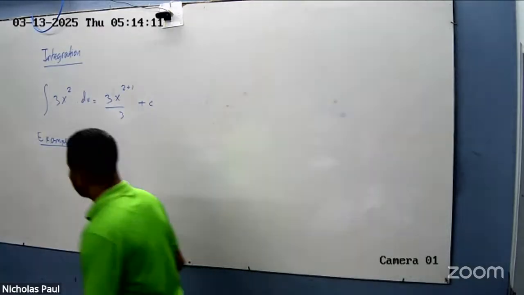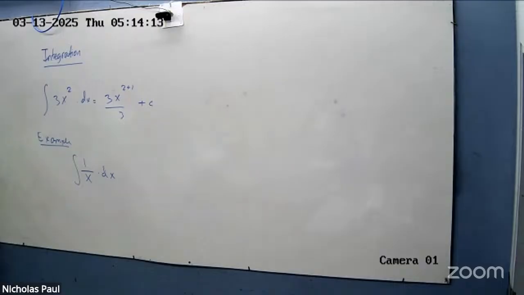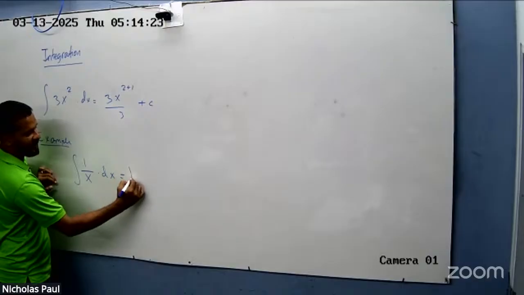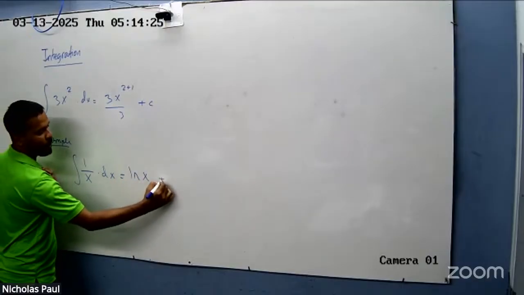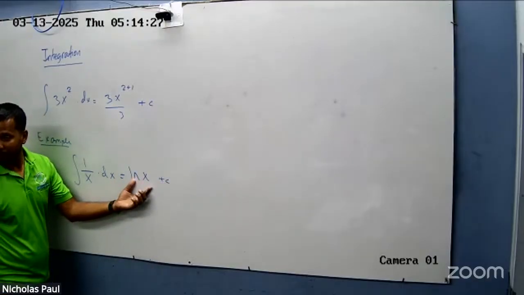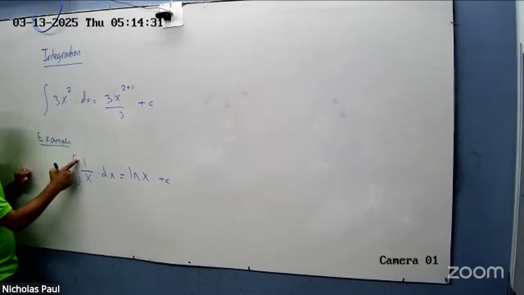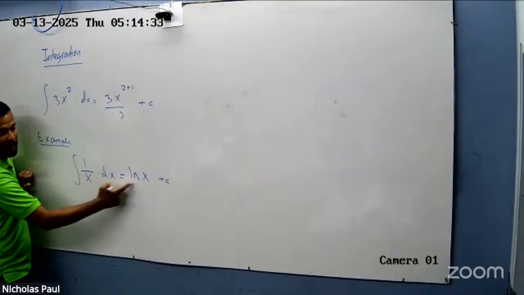Right. So the problem is how do we integrate this? The integral of 1 on x is ln x. You all remember ln x. What is ln? Log to the base e, right? So whenever you integrate 1 on x, you'll get ln x.